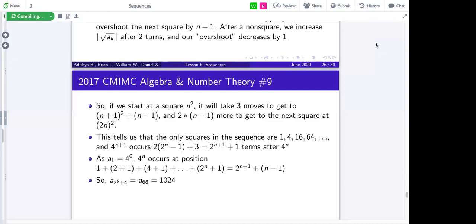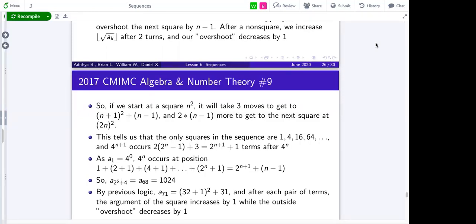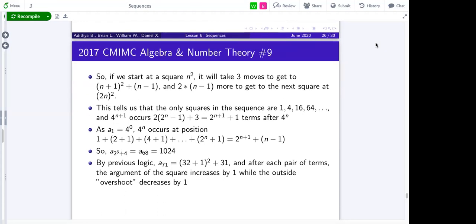So remember by previous logic, A71 is going to be 33 squared plus 31, because after 3 increases, our argument of the square is going to be 1 more, and then we add n minus 1 as our overshoot. And then once again, after each pair of terms, the argument of the square increases by 1, while the outside overshoot decreases by 1. And we want to get close to 45 squared, but we're at 33 squared right now. So we need to increase the argument of our square by 12. So that means we're going to add 12 times 2, or 24 terms.